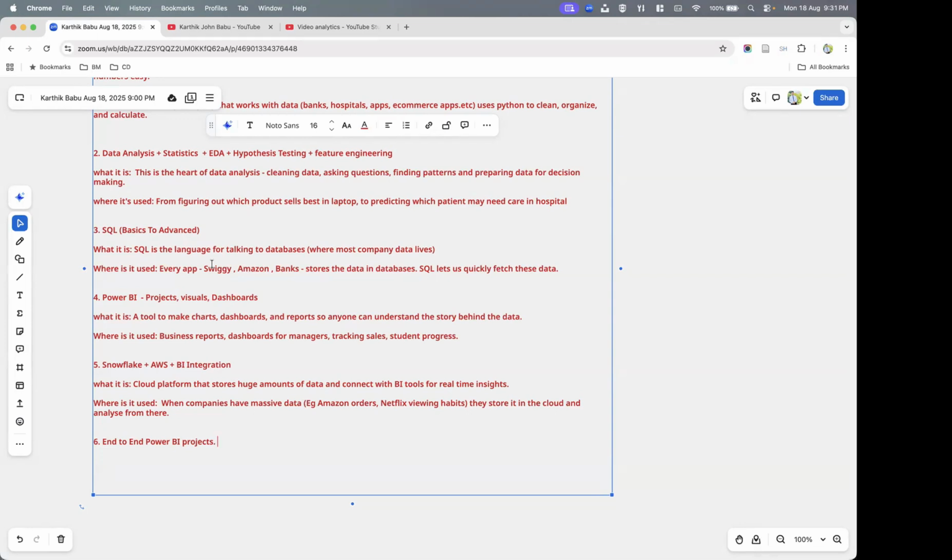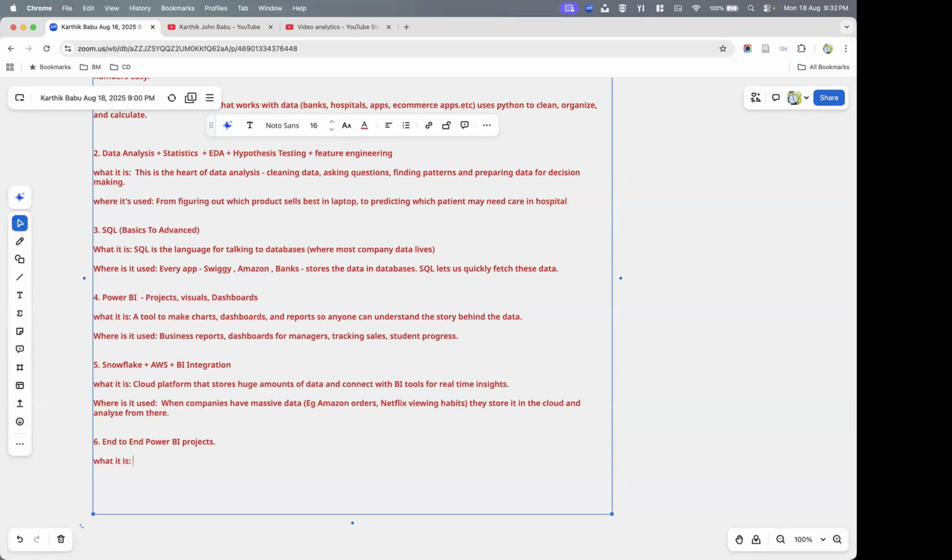You need to first gather the data, clean the data, and do a lot of exploratory analysis, hypothesis testing, and feature engineering. Then you collate it and put it in Power BI, try to find patterns, and display it as meaningful information like dashboards, reports, and various other things. So I will try to get you one good Power BI end-to-end project.